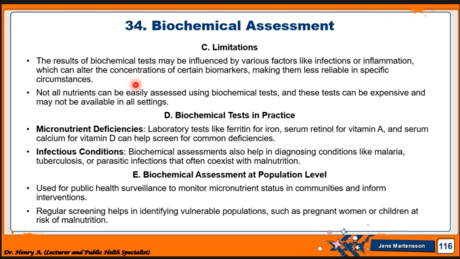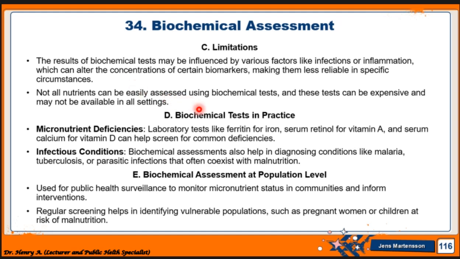And also you have issues of machines that probably cannot read them because of the level of their quantity. Those are largely micro quantities in the period of evaluation. And also you could have challenges that could come up from exogenous, external factors. Not all nutrients can be easily assessed using biochemical tests, and these tests can be very expensive and may not be available in all settings.